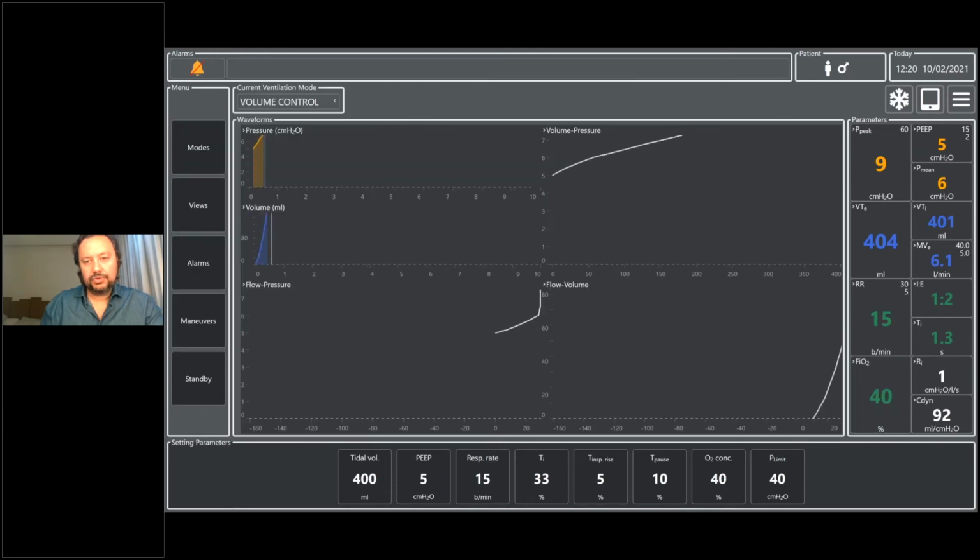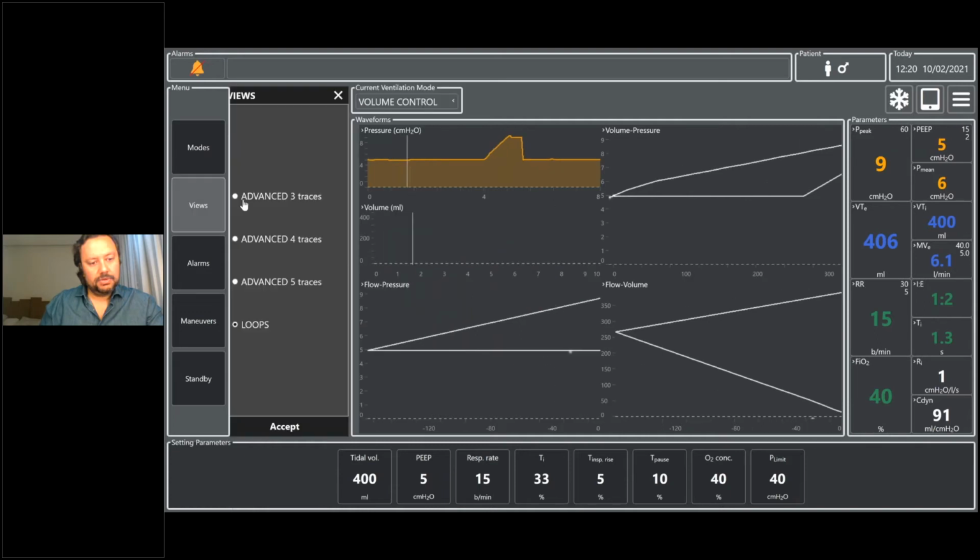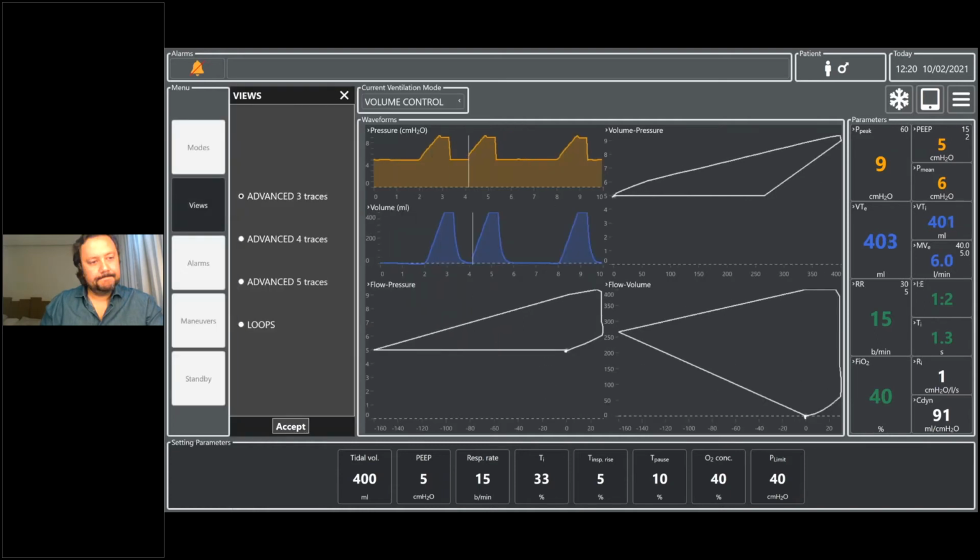Nowadays, many people would like to see the loops, which describe volume to pressure, flow to pressure, and flow to volume loops during a respiratory cycle. Okay, so let me go back to the three traces.